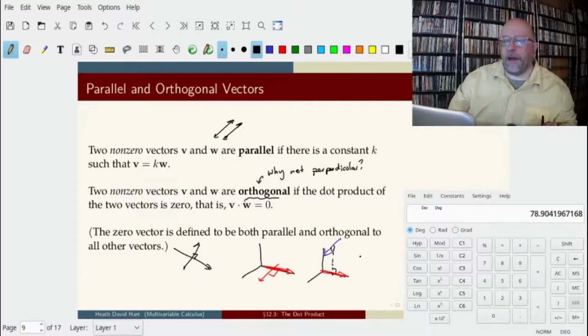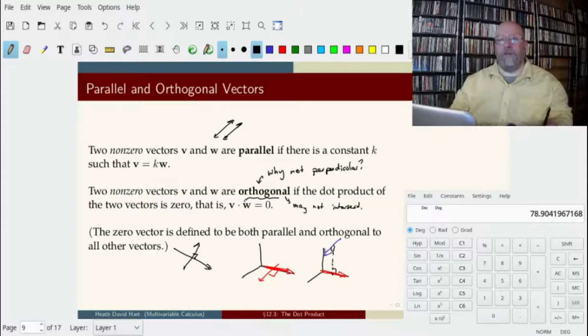But they never cross. And the word perpendicular refers to intersecting lines. This refers to directions that may or may not intersect. So that's why we don't use the word perpendicular. These may not intersect, but they're still pointing in directions that are 90 degrees apart from each other.